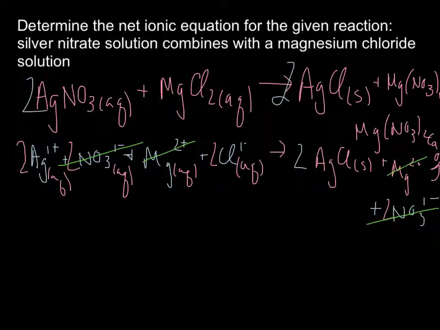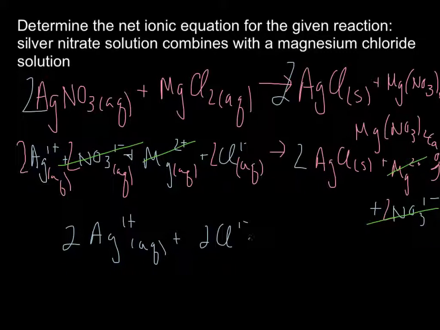So I'm just going to write what remains. I've got 2 Ag 1 positive, that's aqueous, plus 2 Cl 1 negative, and again that's aqueous, and they are going to react to form 2 AgCl solid. When you look at this, you can see this is a 2, this is a 2, and this is a 2, so you can reduce that further.